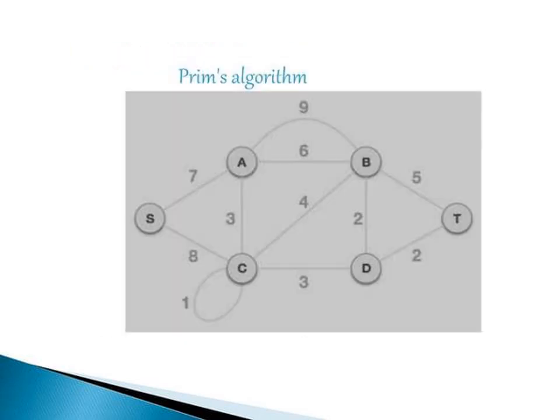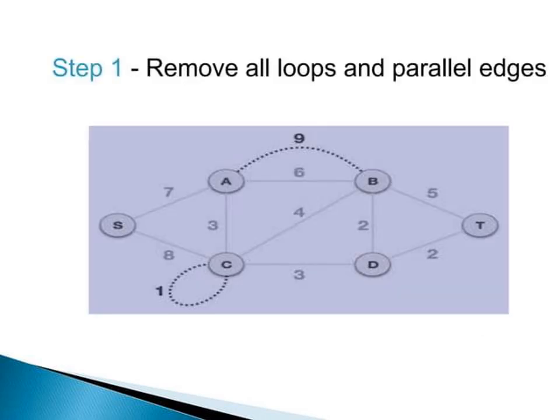So consider that we have a total of 6 vertices in the graph. Name them S, A, B, C, D, T. Here the source vertex is S and the destination vertex is T. Step 1 is to remove all the loops and parallel edges. Here the loop is C to C with cost 1, and the parallel edges are A to B and B to A.